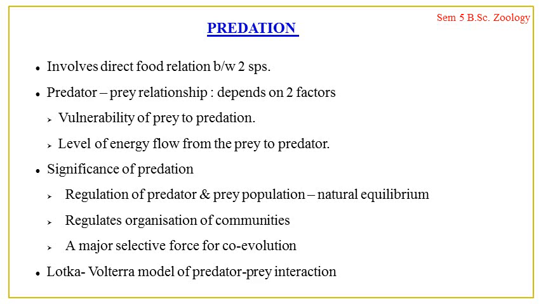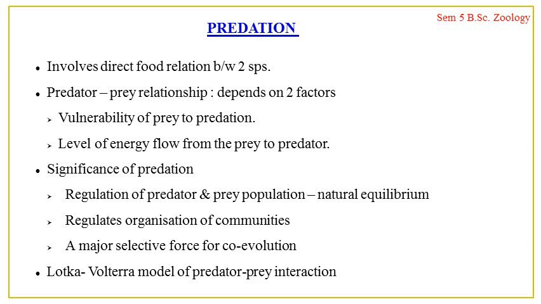Beyond that, it is actually an energy inefficient process. Okay, now what is the significance of predation in an ecosystem? Predation is significant from both an ecological as well as an evolutionary perspective. It is ecologically important as it regulates the population size and thereby maintains a natural equilibrium or natural balance.